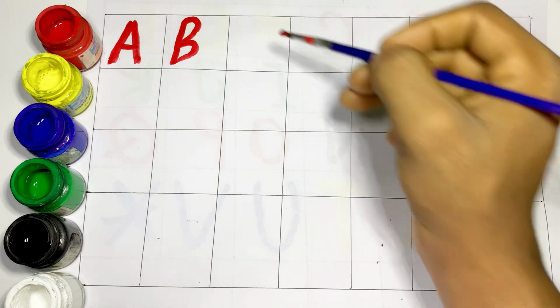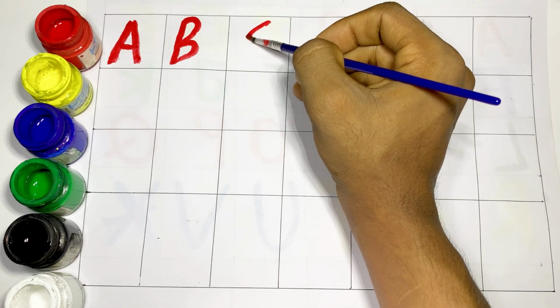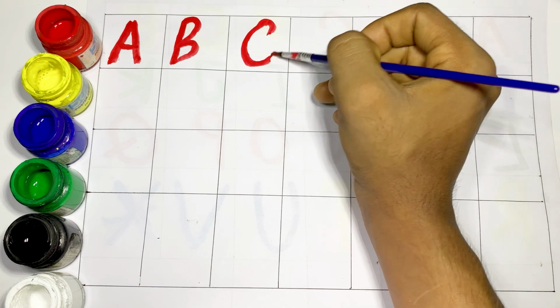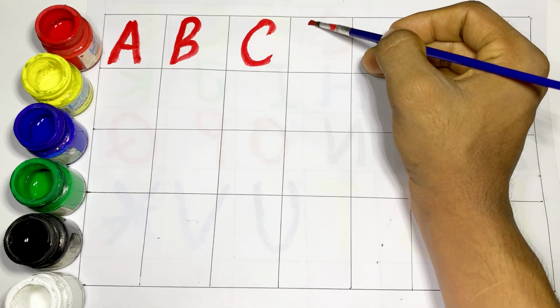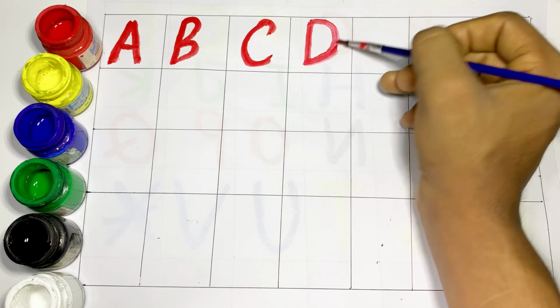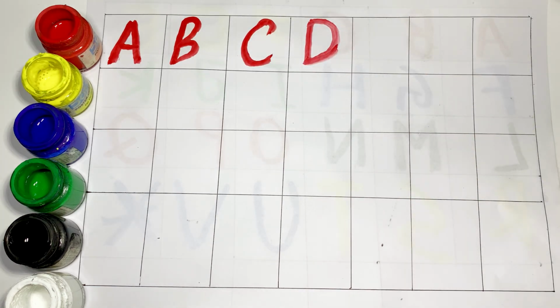B for bat. C. C for cat. C for car. D. D for dog. D for doll. Kids, next E. E for egg. E for elephant. The alphabet E.